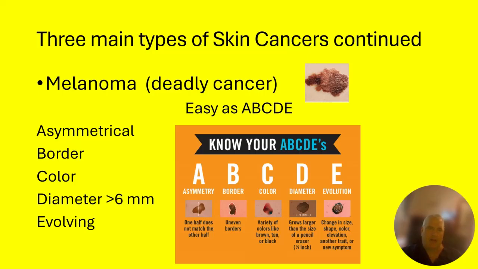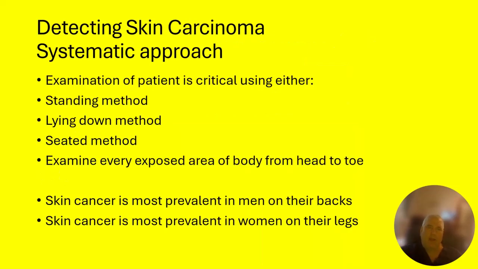The next thing is the diameter. If it is greater than 6 millimeters, which is approximately the size of the end of a pencil eraser, then that's another concern. And you're watching these lesions to make sure that you're not seeing them either growing or changing in their characteristics. So detecting a carcinoma, it's a systematic approach.